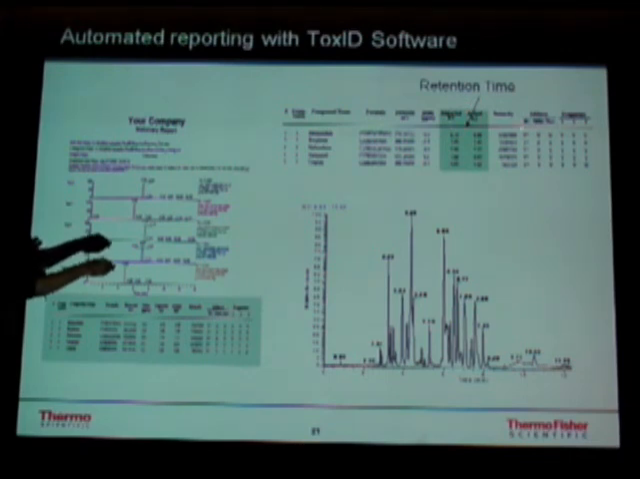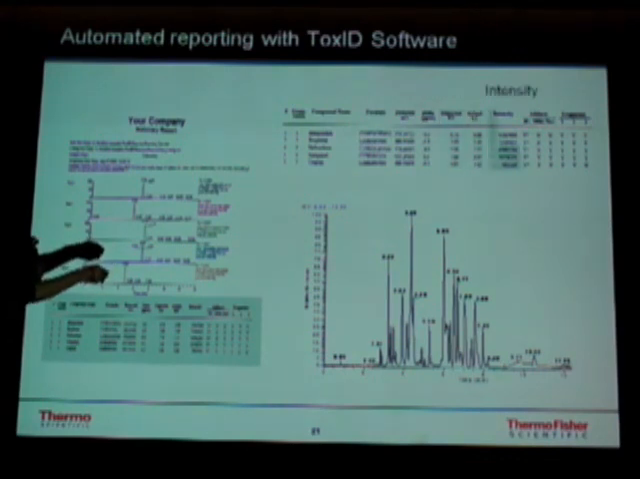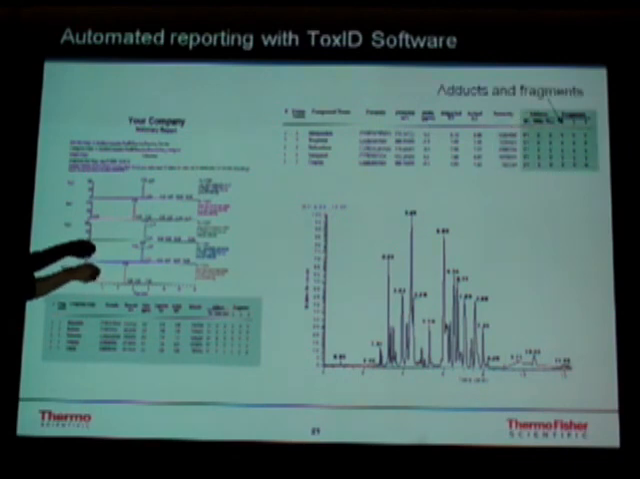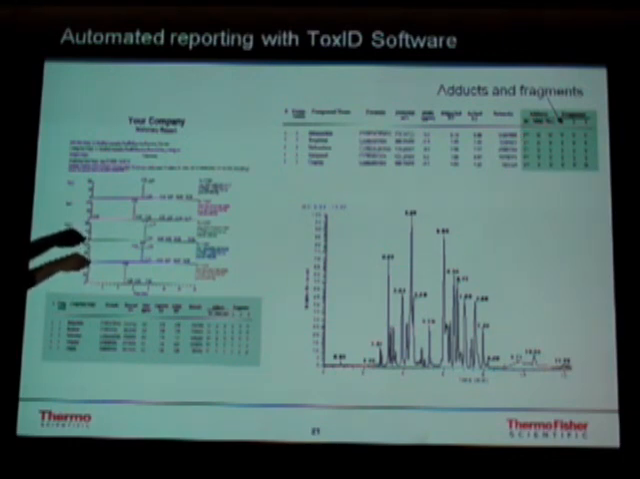As you can see here, it gives you the information about the intensity, and then it tells you whether any of these drugs were found with any of the additives. So protonation, ammonia adduct, sodium adduct, and you can set this in the software. If you're looking for any salt adducts, then you can enter that information. And it tells you whether it was found with the salt adducts or not.